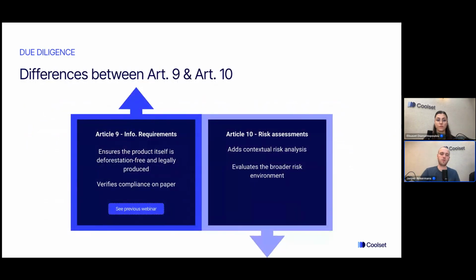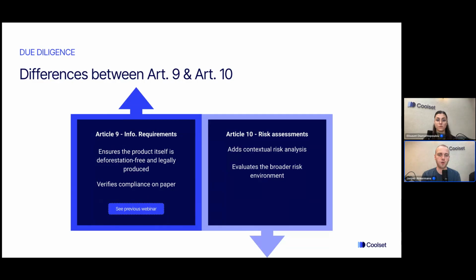So what are the differences between Article 9 and Article 10? Article 9 is also titled Information Requirements, and looks at ensuring that the product itself is deforestation-free and legally produced. It also verifies compliance on paper. If you want to know more about that and you haven't attended our last webinar, feel free to reach out to us, and we'll be happy to share the link with you.